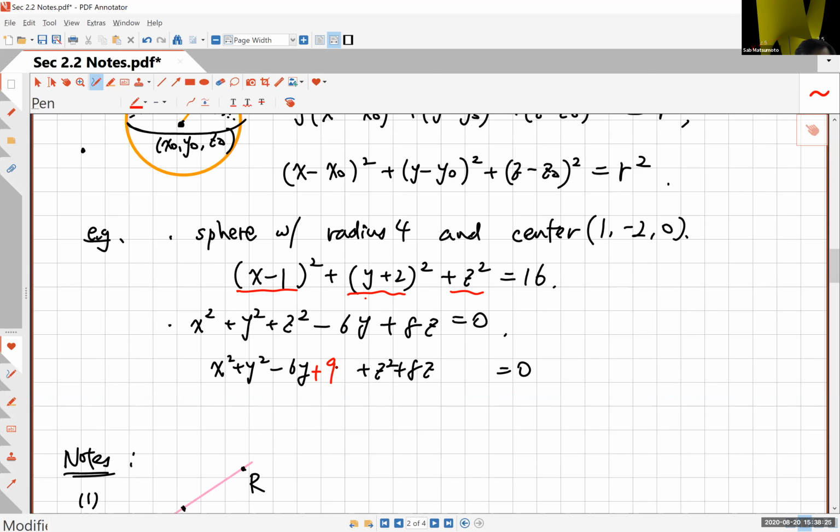And of course, the golden rule of equations says do unto one side as you would to the other side. So you have to add 9 to both sides if you're going to do that with one side. You have to be fair. And then half of 8 is 4. 4 squared is 16. You add 16 to both sides.